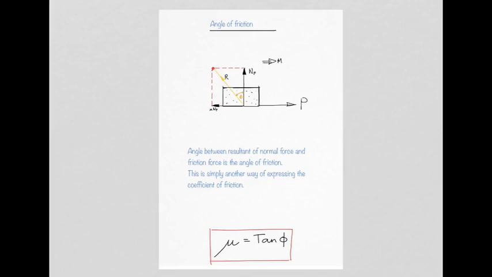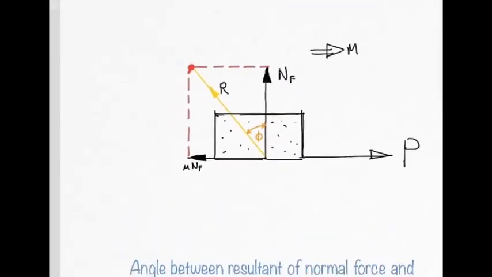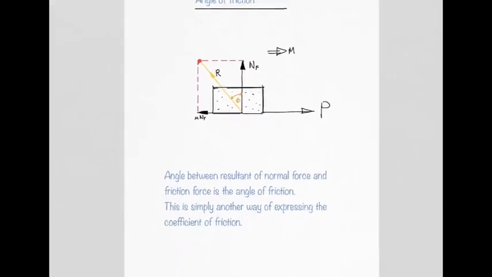Okay, first of all, let's have a look at what this vector is here. That is the resultant of friction force, which we normally refer to as mu NF, and normal force. So the resultant of those two is that single force out there. Then if we look at the angle between it and the normal force, we get this little angle over here, and that is referred to as angle of friction.